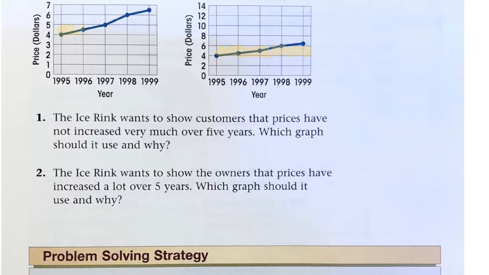This line, let's see, it goes all the way through that line of intervals and that line of intervals, and then when it gets to the last one, it's up higher even still. So if we filled in the last one, just to be fair, we can see that showing that the prices have not increased very much, I would use the graph B because the line looks much flatter in B with the interval spread out further.